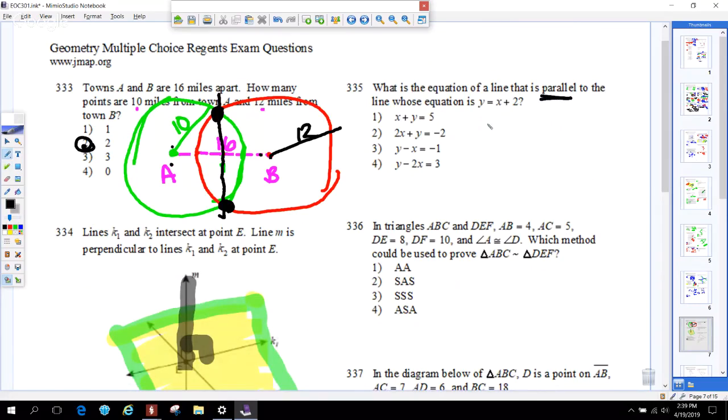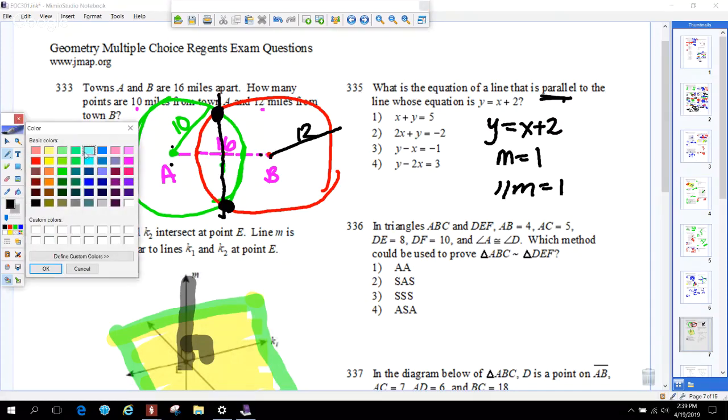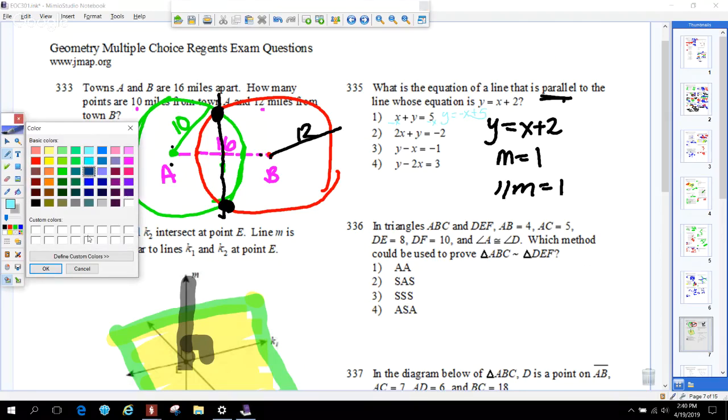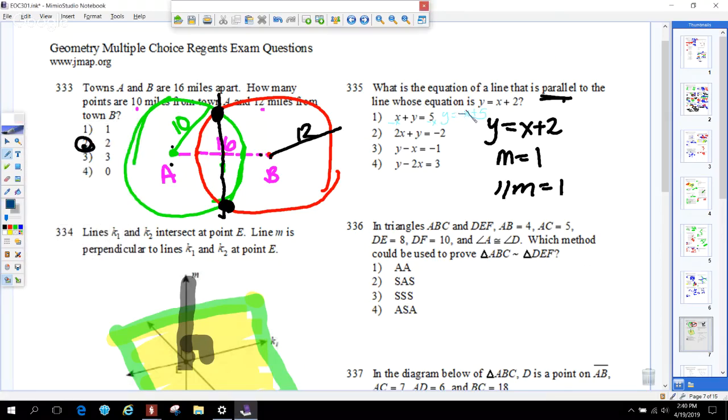The line that's parallel, here we've got y equals x plus 2. That gives us a slope of 1. Parallel means our parallel slope is just going to be the same, a slope of 1. So we need to see which of these have a slope of 1. I'm going to make my font a little bit smaller so we can see it more easily. Here, if I subtract x from both sides, that's going to give me y equals -x plus 5, which does not give me a slope of 1. That gives me a slope of -1, so that's not true.